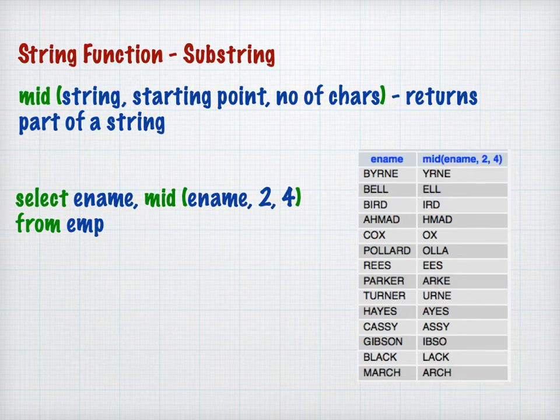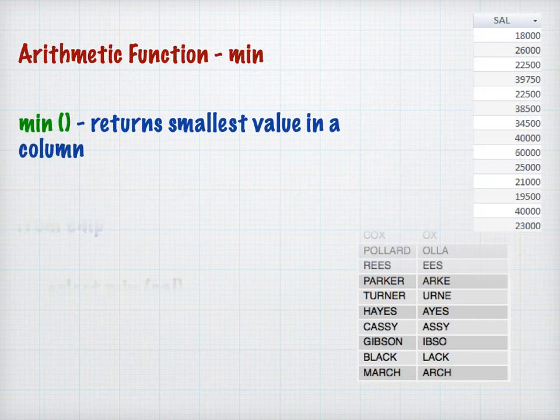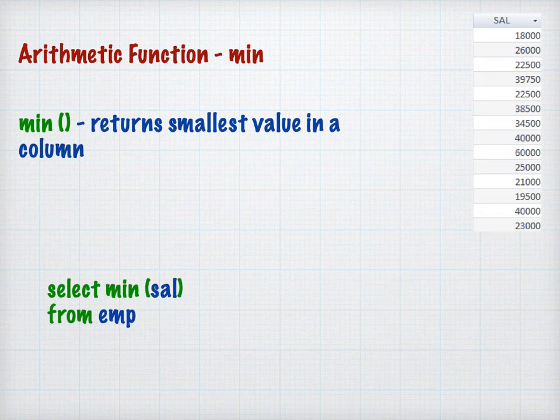It just does that. Let's have a look at some maths functions then. So min, for example, that returns the smallest value in a column. That's very straightforward. We simply go select min, and then the particular column that we're operating over. So for example here, what's the minimum salary? We just go select min sal from emp, and it would do that.